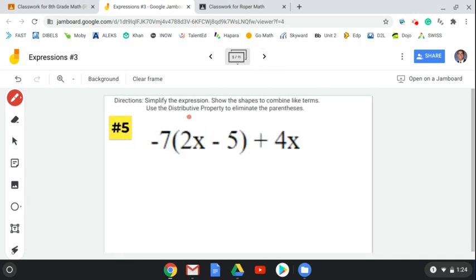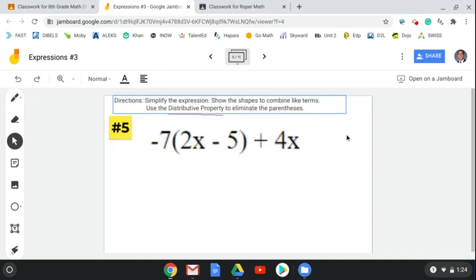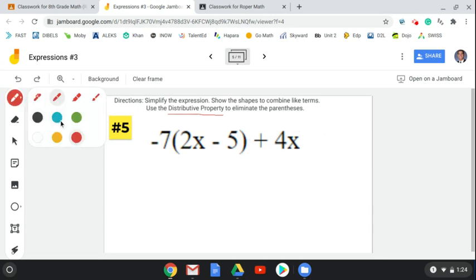5. Okay, here's the first one where we need to use the distributive property. Okay, now when you see parentheses, you need to eliminate the parentheses by using the distributive property. And so you've already watched a video on this. This number outside the parentheses, you need to multiply that number times the terms inside of the parentheses. And to do that, I use the rainbow, right?